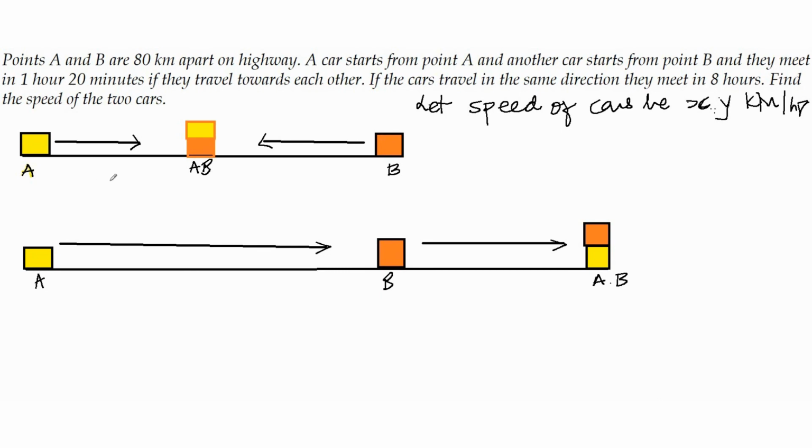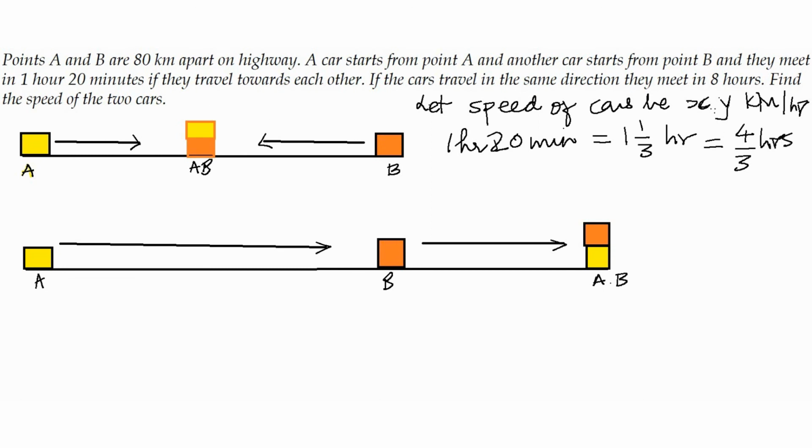Now in 1 hour 20 minutes, so 1 hour 20 minutes should be converted into hours. It is one third of an hour, right? Because 20 minutes basically implies 1/3 of an hour. So 1 hour 20 minutes is 1 and 1/3 hours, which in mixed fraction is 4/3 hours.